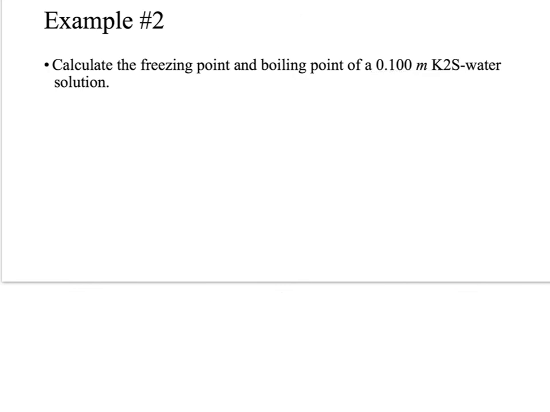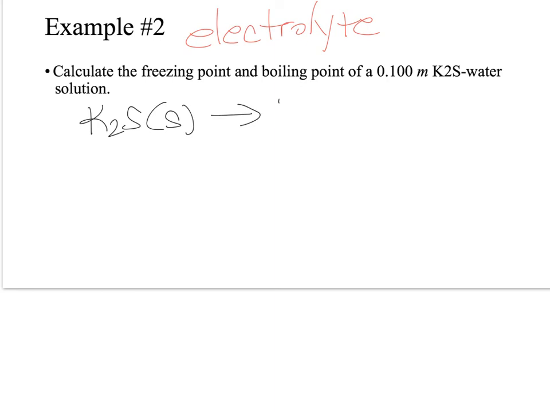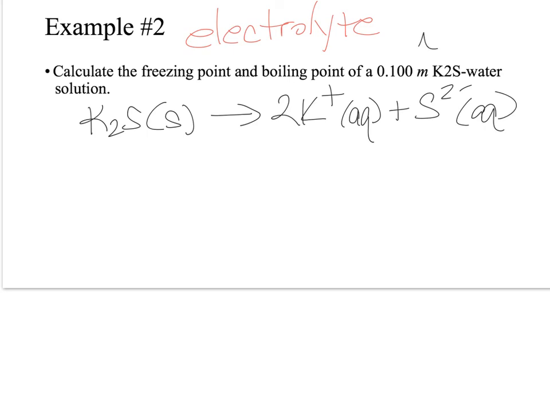In our second example, we'll look at the boiling point and freezing point of an electrolyte solution. Okay, looking at potassium sulfide, solid going into water, we would have 2 potassium ions, aq, plus a sulfide ion, aq. So our i value, van 't Hoff factor, would be equal to 3. We've already gotten molality, so we don't have to go through that calculation again.